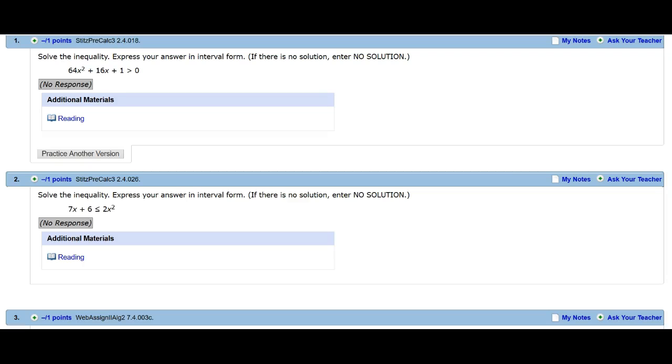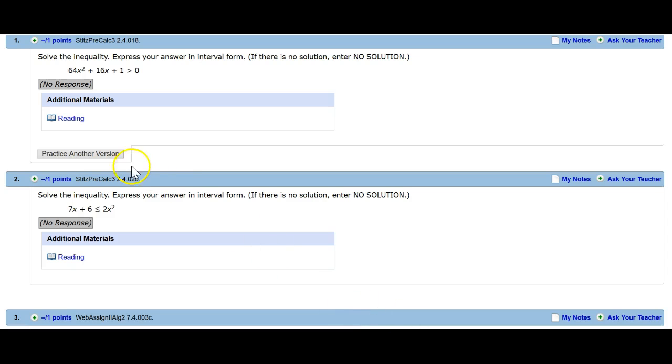I wanted to take a look at problem 1 and 2 from quiz 7 because those also seem to be problematic for students. I am in quiz 7 as a student, and even though it's past due, I can go into past assignments from the class page, and if you click in these boxes, no response, you'll get this box, practice another version. And then you can practice different versions of a problem that you had problems with even though the due date is past. So that's what I've done here.